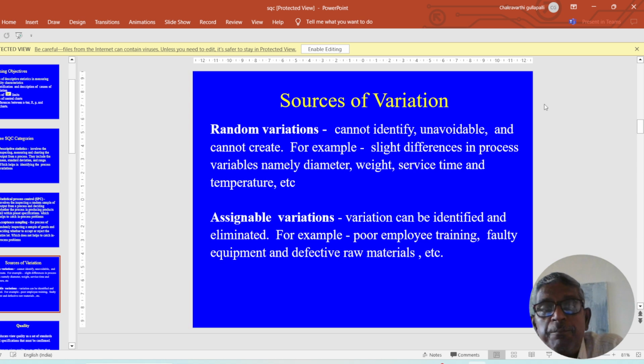Now, the sources of variation. Generally, variations are of two types. One is random variations. These variations cannot be identified, are unavoidable, and cannot be created. For example, floods and earthquakes are all random variations. The other is assignable variations. These are variations that can be identified, eliminated, and measured. For example, employee training, faulty equipment, and defective raw materials, etc.